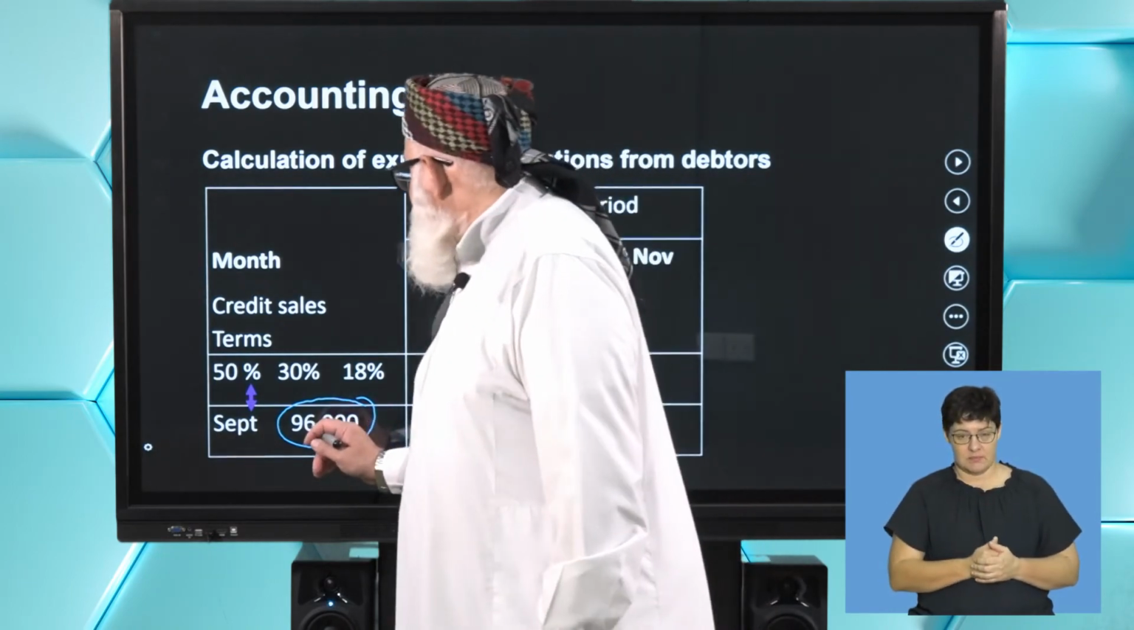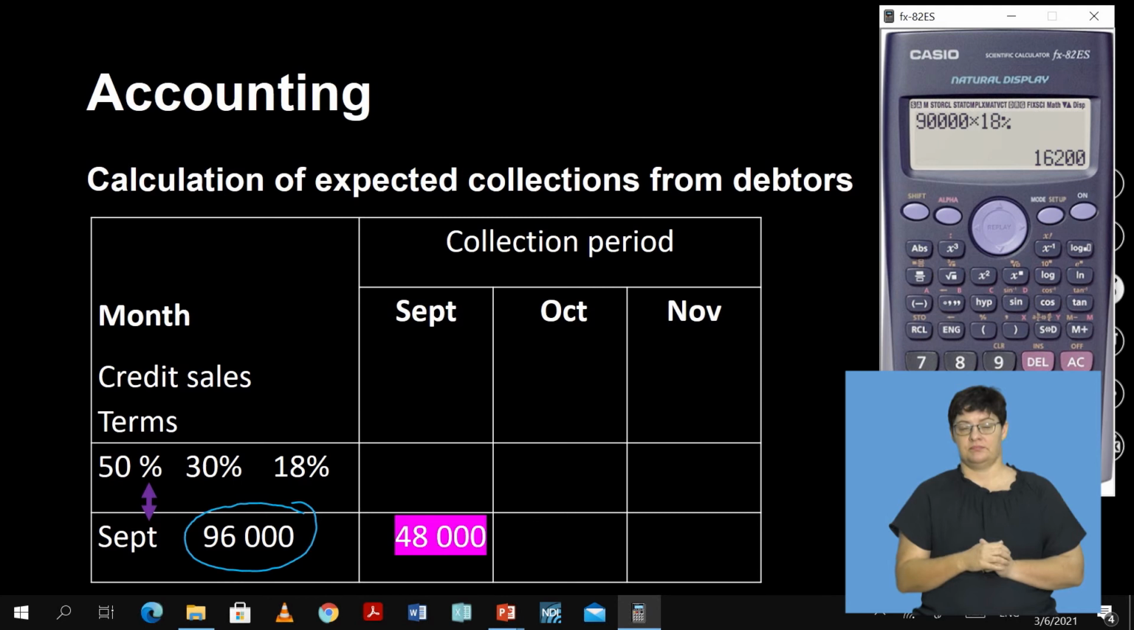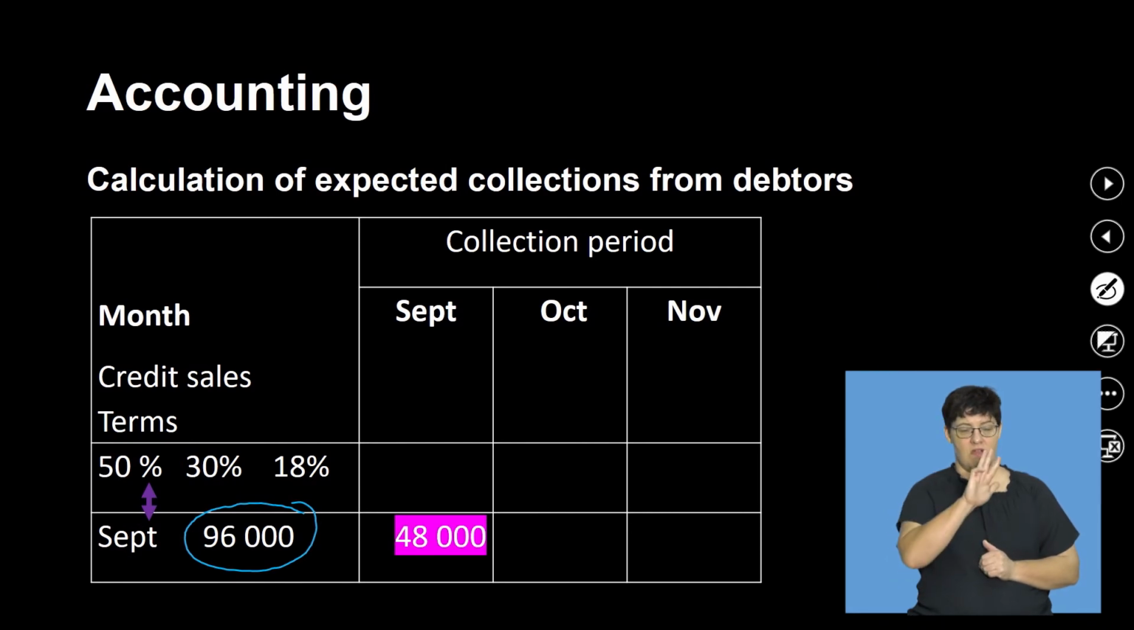Here we go. 96,000, 50% will pay us in September. Immediately I say, fine, get my calculator out, take my 96,000, which was my total credit sale, times the 50%, and it gives me a figure of 48,000. Here's my 48,000, which was 50% of 96,000. So that's September sale, 50% in September. There's it sorted out. There's my 48,000 for September. Okay, next one.